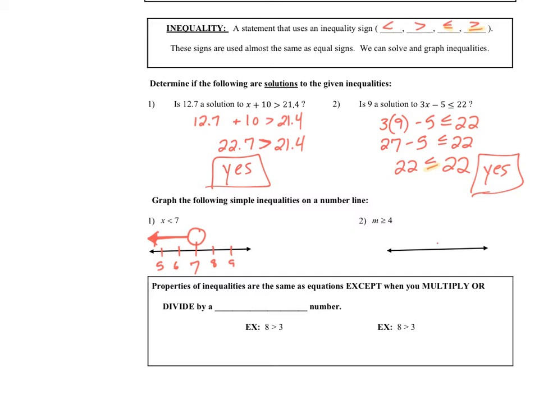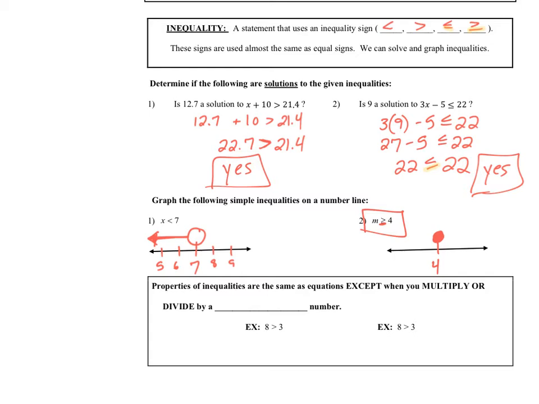On the second one, we're going to put 4 in the middle of our line. Since we have this equal to sign below there, we're going to fill it in. So it's a filled in circle because it can equal 4. And now, if we read this, it says m is greater than or equal to, because it always opens up to the bigger one. So m is greater than or equal to 4. So the filled in dot means equal to 4.